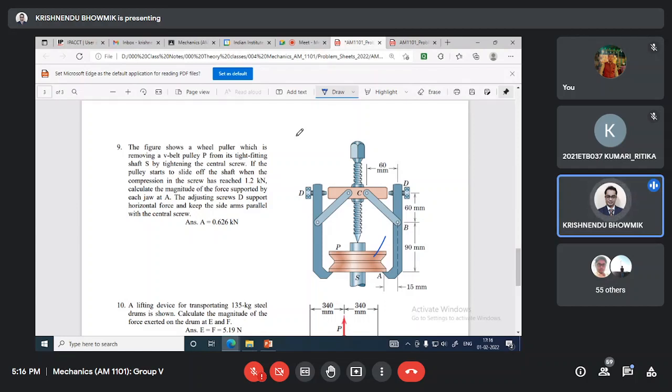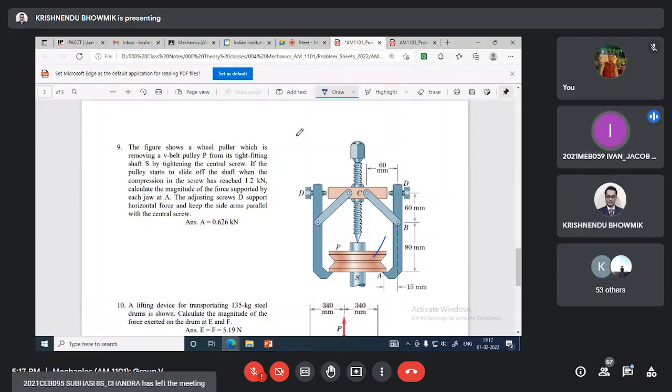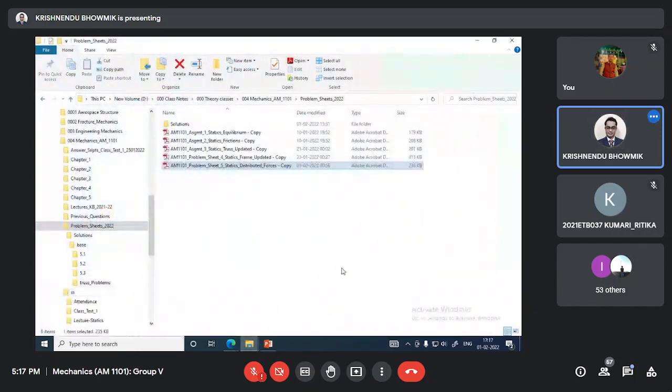Are you able to see any two-force member here? Is there any two-force member? Sir, the one connected from C. Yes, C and B, correct? Yes, sir. And similarly this side also. Yes, this side also. Okay, directly I can show you the solutions because time is not there.